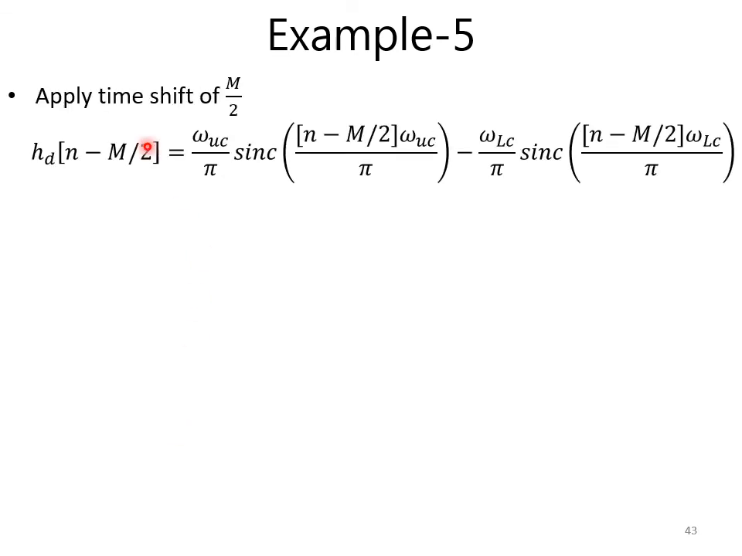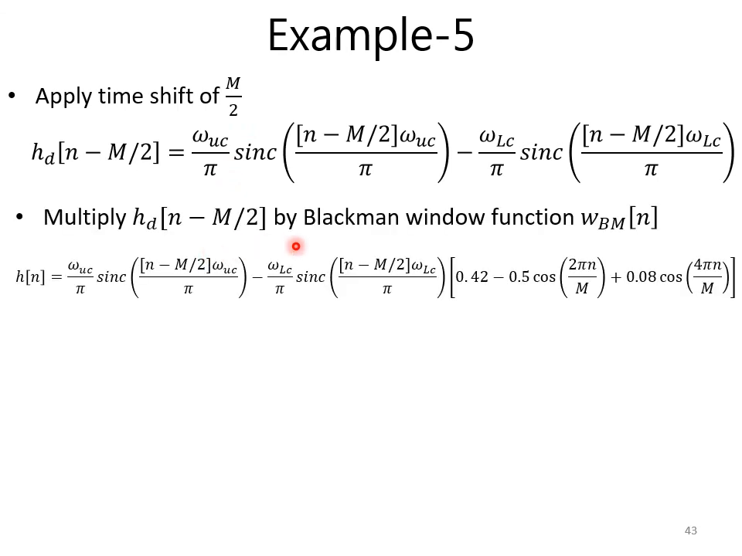So now we have to delay this ideal response by m upon 2 units and then multiply it with the Blackman window, right. So we now have the new impulse response, which is practically realizable. Now we need to find out the values of upper cutoff and lower cutoff frequency.